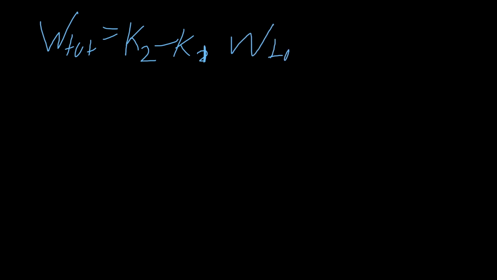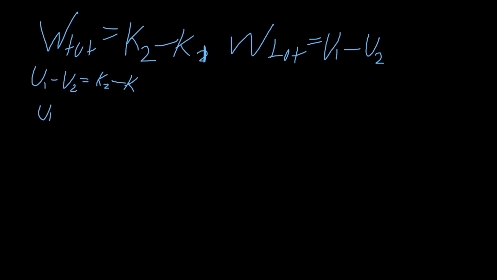Now let's set these equal to each other. So we know that we'll start with the equation work total equals final kinetic energy minus initial kinetic energy. And then we also know it's equal to the initial potential energy minus the final potential energy. Let's set these equal to each other. So we have U1 minus U2 is equal to K2 minus K1. And now let's get the initials on the left side and the finals on the right side.